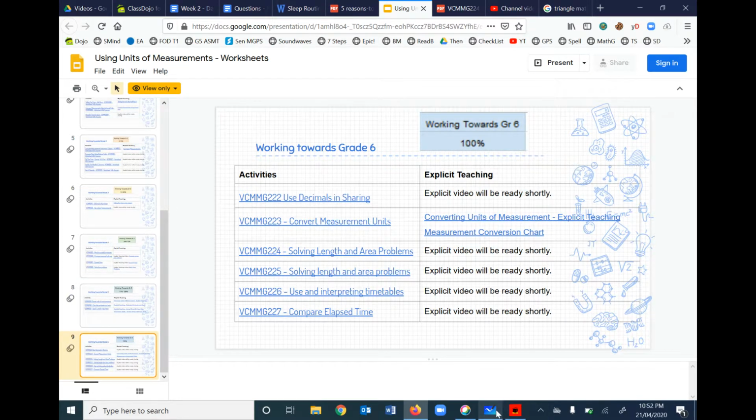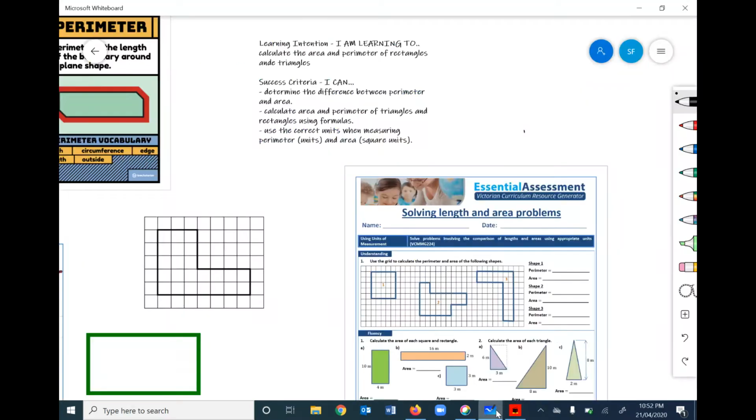Before we get started on our Microsoft Whiteboard and our learning intention, I've got a quick little joke for you. What did the mean triangle say to the circle? You're pointless. I'll let that sink in and see how you go with it.